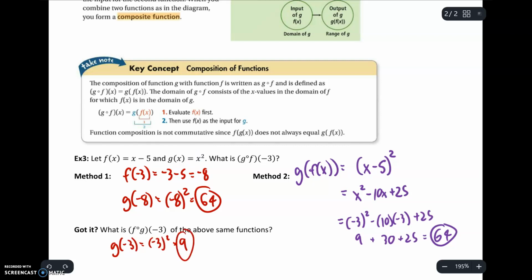And now that we know that 9 is the answer to g when I plug -3 into that function, now I'm just going to take that result and plug that into f. So f of 9, that means I just take 9 minus 5. That should be pretty straightforward. 9 minus 5 is just going to give me a 4 for that result. Again, this does work with our second method.